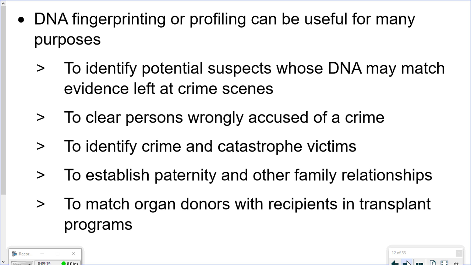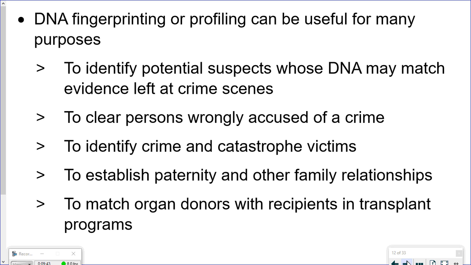DNA fingerprinting or profiling can be useful for a lot of purposes. Like we said, it can be used to identify potential suspects whose DNA may match evidence left at crime scenes. It can clear persons wrongly accused of a crime. So remember, we don't always use evidence to say someone's guilty. We can exonerate them as well.